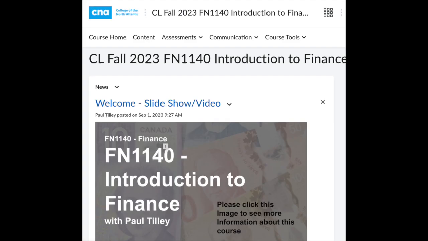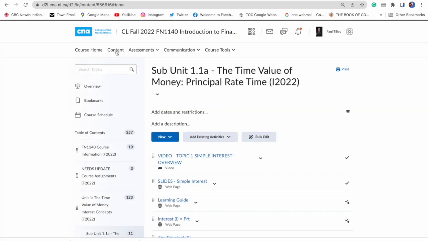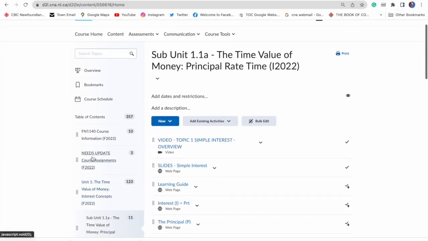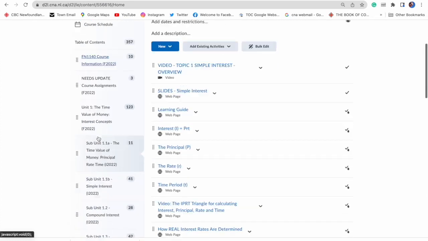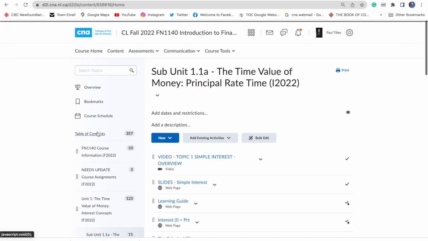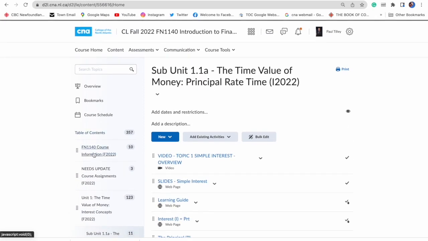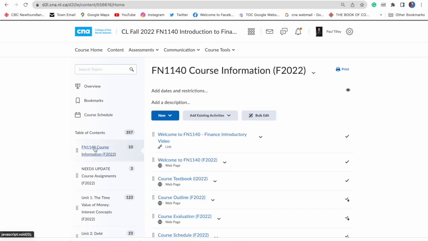What you need to do very first, when you're in this course, is go to the course content. Just follow me here. Under course content, you will find on the left-hand side going down all of the components of the course. First, I'd like you to come into our course information, what I call FN1140 course information.